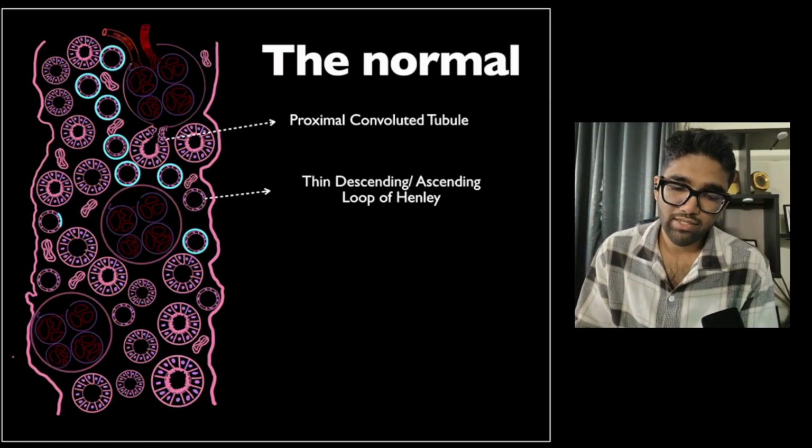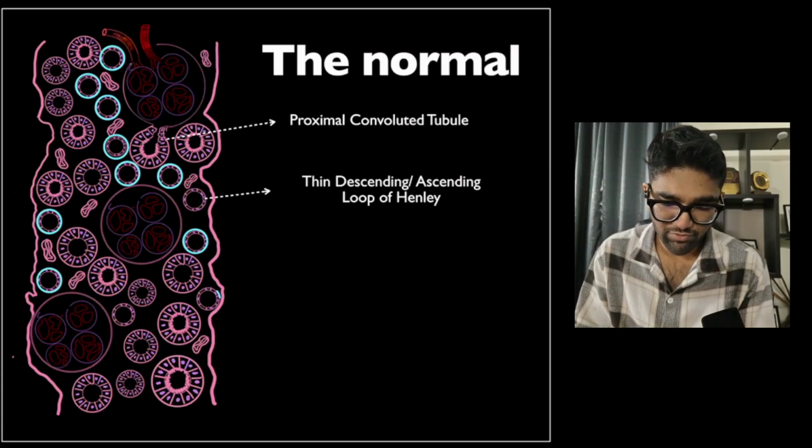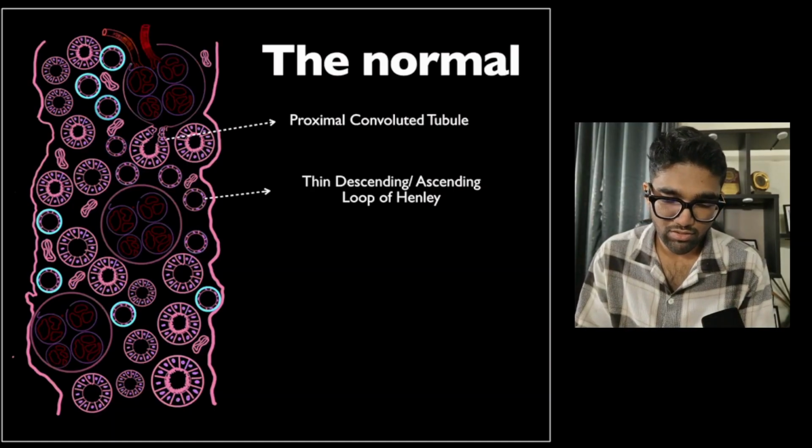Obviously this is a highly stylized schematic, so I've drawn quite a few of them in the diagram. But again, the more medullary a sample, the more loops of Henle you'd find. This is not normally representative of what you find in a normal cortical renal biopsy.